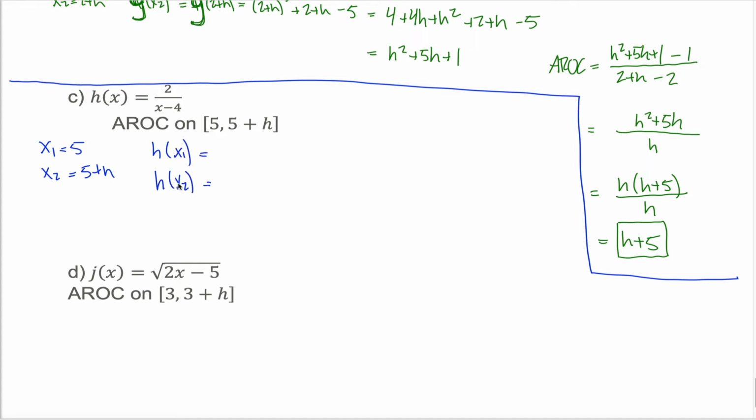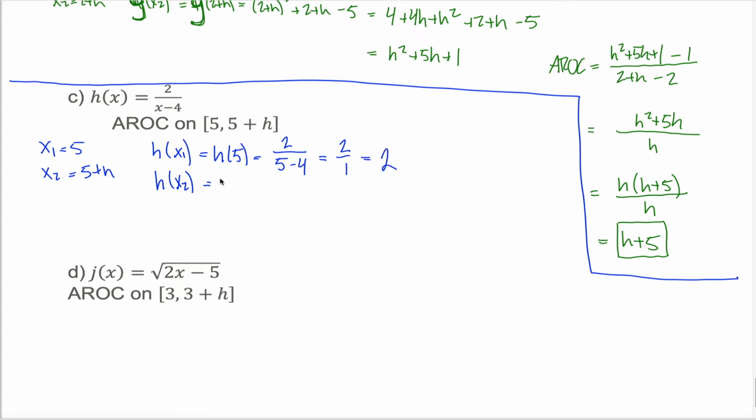By just taking x1 and x2 and plugging them into this machine. So first x1. x1 is the number 5, so I need to figure out what h of 5 is equal to. h of 5 I get by just copying exactly what I see here, except changing all the x's into 5's. So it's 2 divided by 5 minus 4. 5 minus 4 is 1, so it's 2 divided by 1. And when you divide by 1, well, you just get 2.